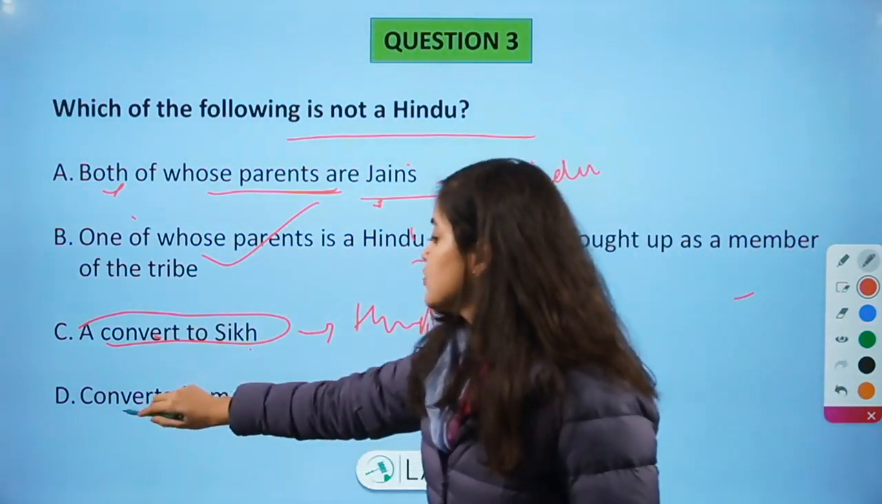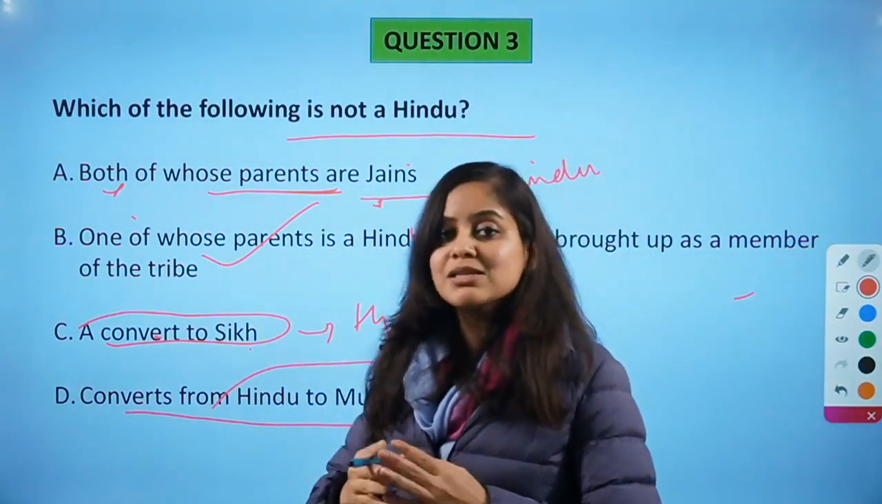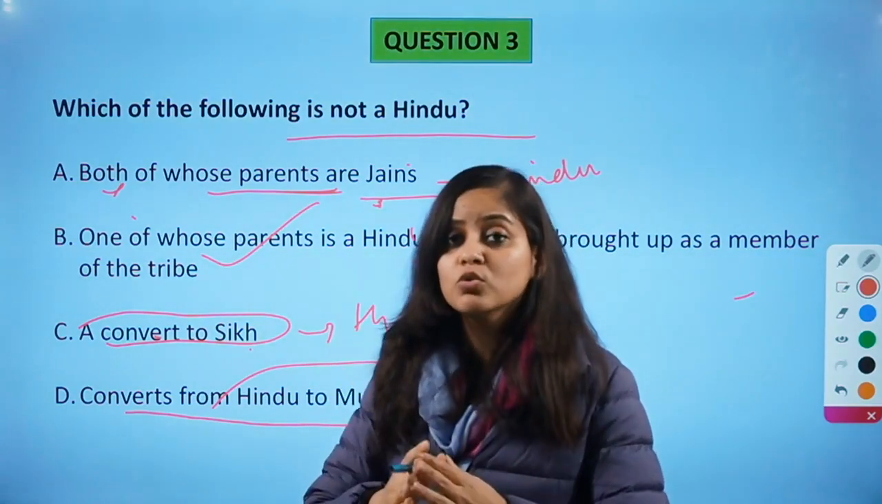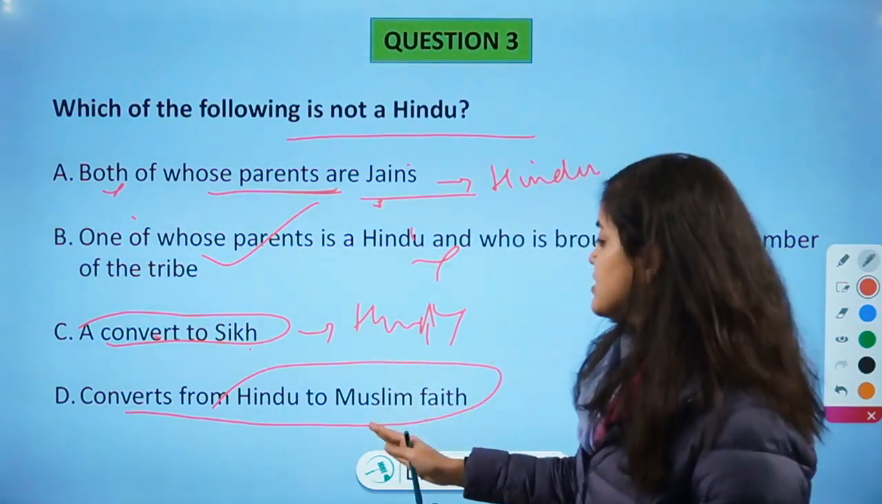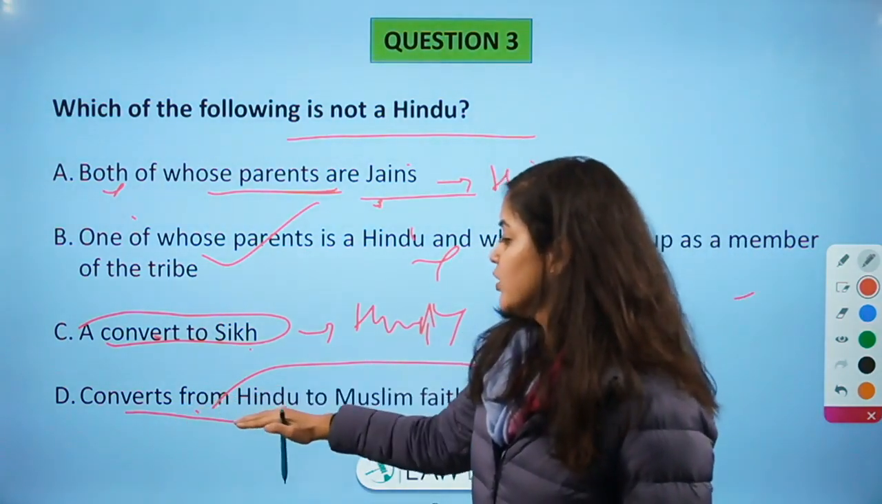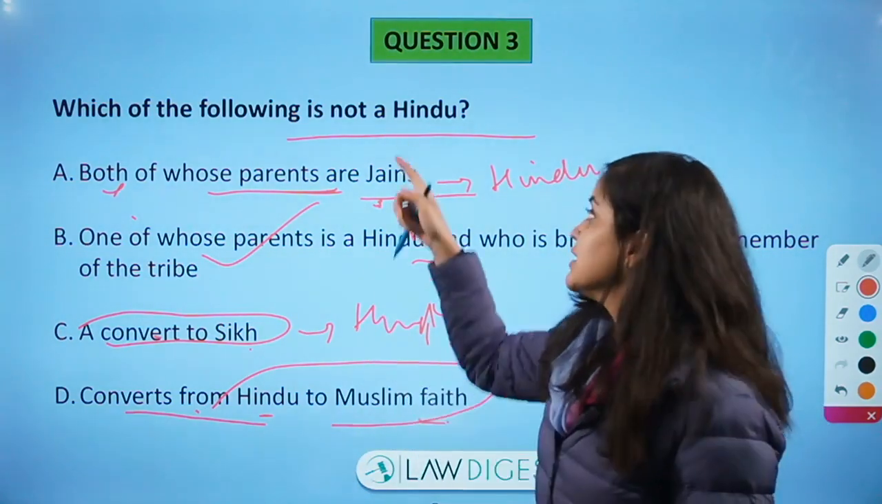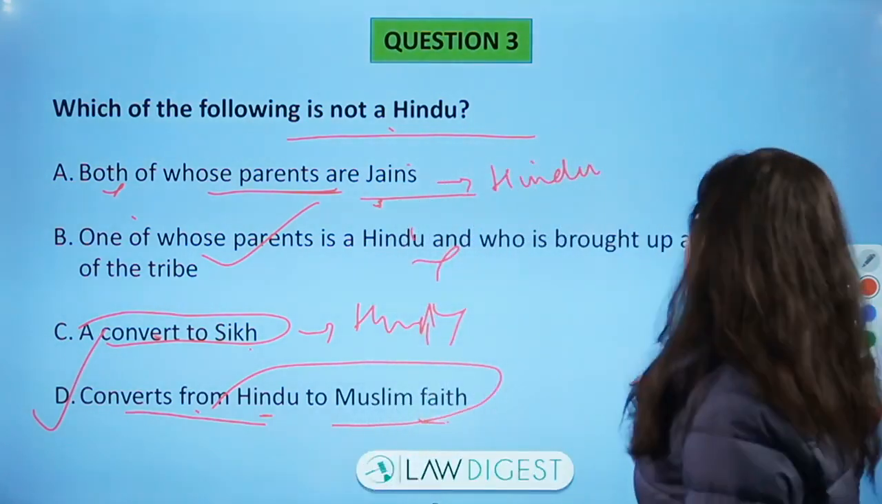We are left with the last one, that is converts from Hindu to Muslim faith. Now, obviously, someone who is a Muslim is excluded from the definition of Hindu. In question number 1, we are reminded that Muslims, Christians, Jews, everybody is excluded. So, a person who has converted from Hinduism to Islamic religion, that person is not a Hindu as per the Hindu Marriage Act. Correct answer is option D.